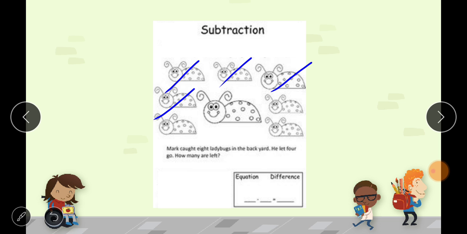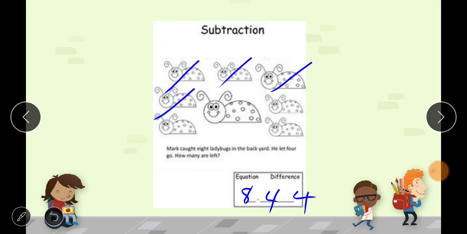Let's count them. 1, 2, 3, 4. So we have 4 left. We have 4 ladybugs left. So let's write the number sentence here. That's 8. Take away 4 equals 4.